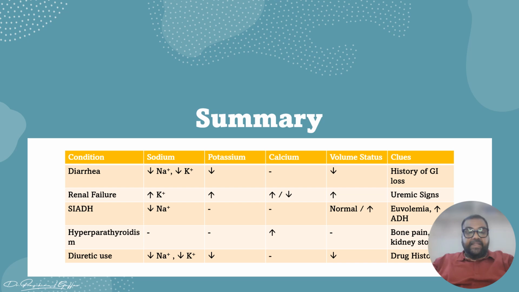So remember, when there is diarrhea, sodium is low, potassium is low, calcium is normal, the fluid volume status is lost, and there is a history of GI loss. When there is renal failure, always sodium will be normal, potassium will increase, calcium will increase or decrease, volume will be fluid overload, and uremic signs we will see.